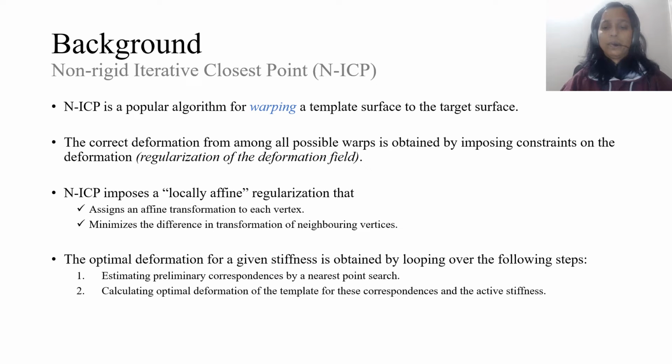The optimal deformation for a given stiffness is obtained by looping over the following steps: estimating preliminary correspondences by a nearest point search, and calculating the optimal deformation of the template for these correspondences and the active stiffness.